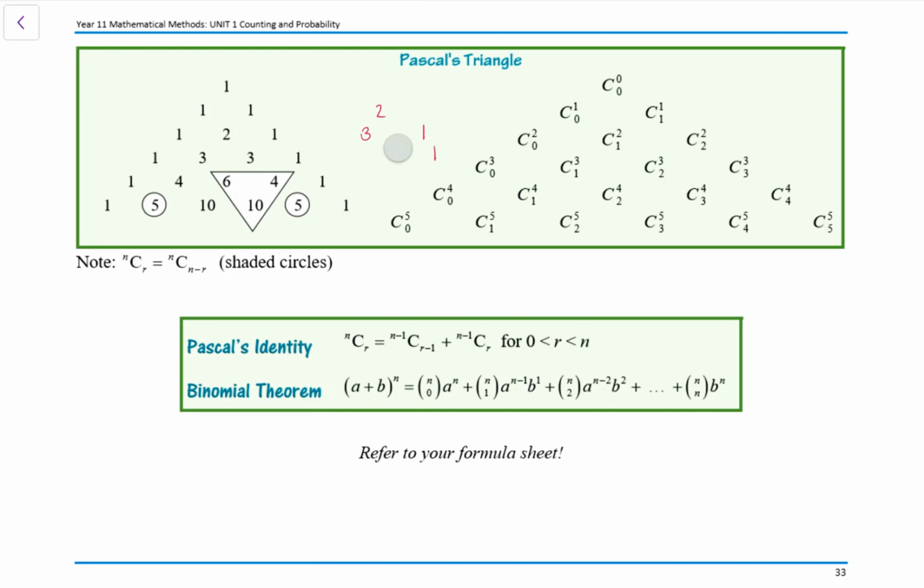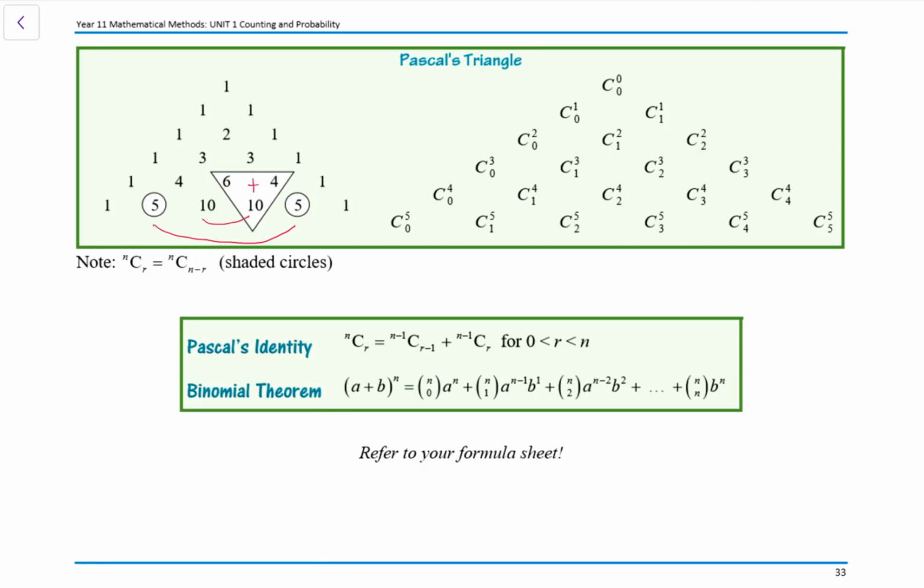So if you see my diagram here, what I'm trying to show is that 6 plus 4 gives me the 10, okay? It's also symmetrical, so you can see these two 5s are here, these two 10s, and we always start and finish with 1s. And they relate to our nCr, as you can see in my other triangle. So row 0, you've got 0C0. Row 1, 1C0, 1C1. Okay?